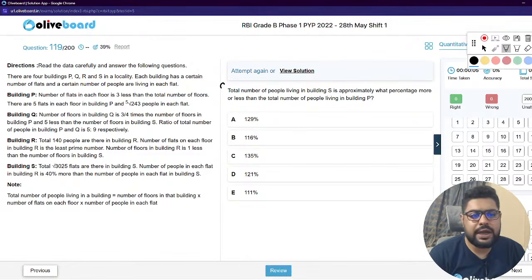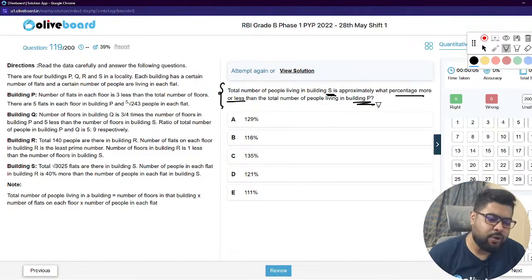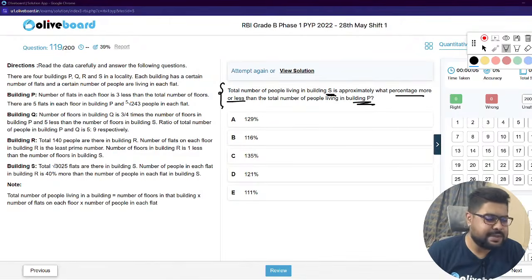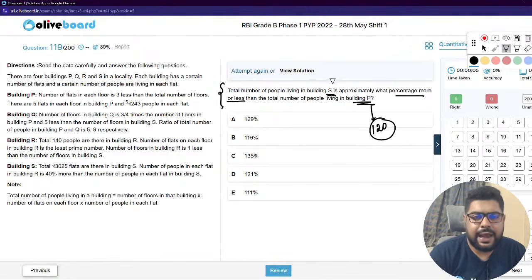Sir, total number of people living in S is what percentage more or less than P? Sir, how many people are living in P, sir? I forgot, let me check once. In P, sir, there are 120 people, and in S, sir, there are 275 people. Just to give you an idea, P has 120 people and S has 275 people.